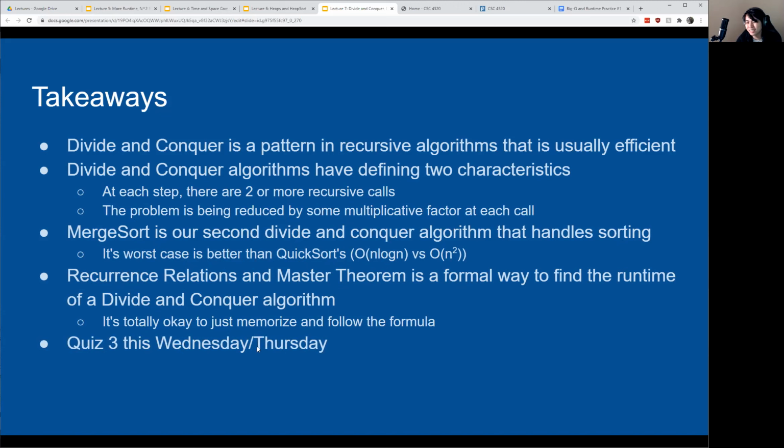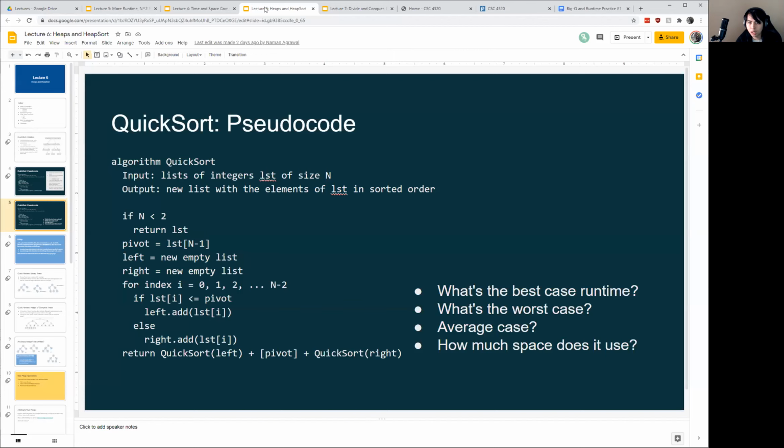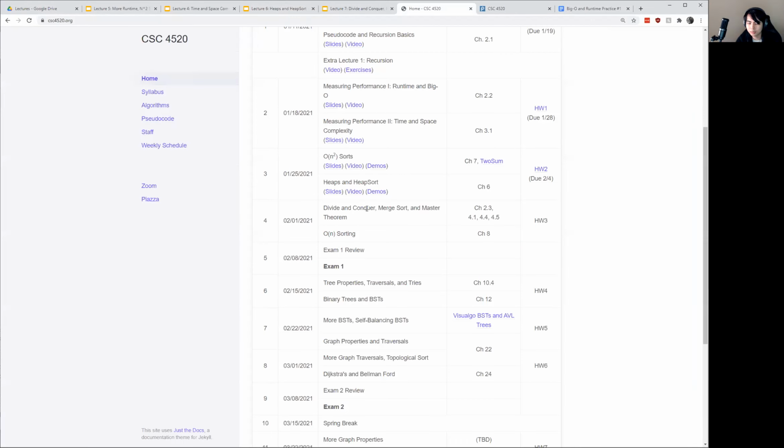And quiz 3 is this Wednesday and Thursday. It'll be on sorting, it'll be on quicksort, it'll be on heaps and heap sort, right? Sorting properties, quicksort, heaps, and heap sort. I don't think we went over heap sort in detail. So what you'll need to do before next lecture is to watch the last 10 or 20 minutes here. And also we'll have some reading for divide and conquer, which I think will be important for you to read.